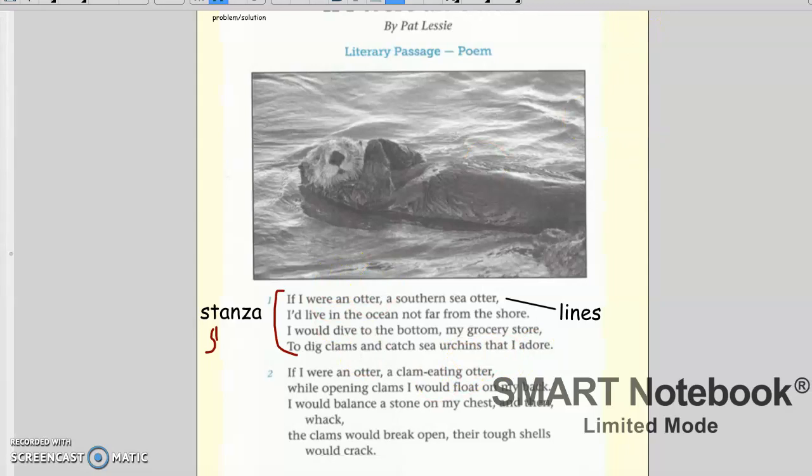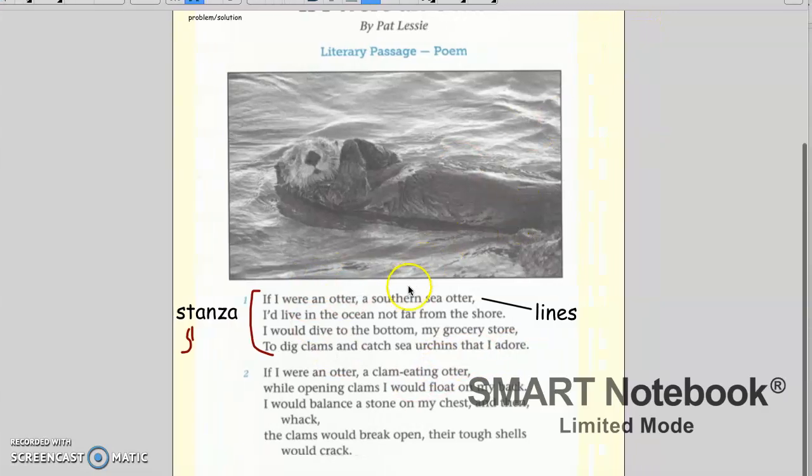Okay, let's keep reading. So far we know it's about a sea otter and how they're just going to the ocean, going to the bottom to the grocery store. So this is what we mean about figurative language. Is there really a grocery store at the bottom of the ocean? No, there isn't. This is an example of figurative language. I'm going to type it up here so you guys can see it better. And we'll make it much smaller. Yeah, that's better.